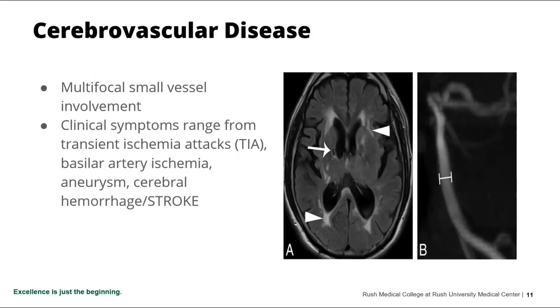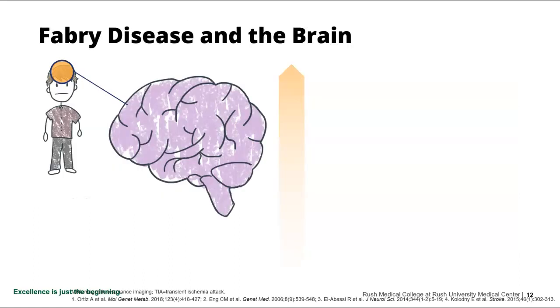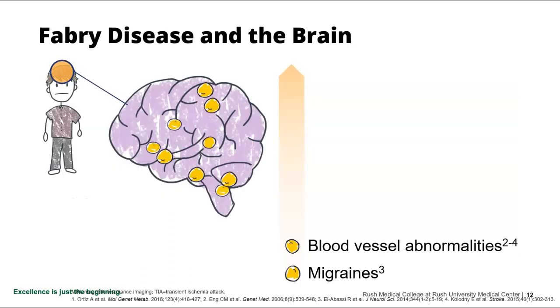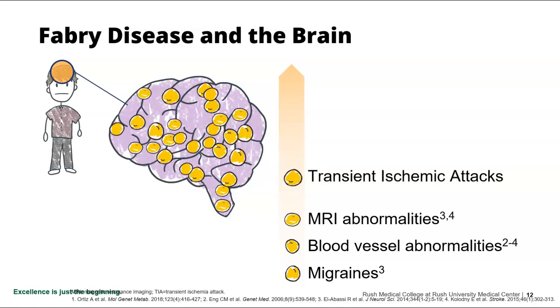Symptoms can range from a transient ischemic attack, basilar artery ischemia, and cerebral hemorrhage or stroke. And so here you can see all these little evidence of small ischemic events and the narrowing of these small vessels. So let's look at how the GL3 accumulates as the individual ages. The early symptoms, as we're starting to get some damage, could be migraines and blood vessel abnormalities, followed by MRI abnormalities and transient ischemic attacks.